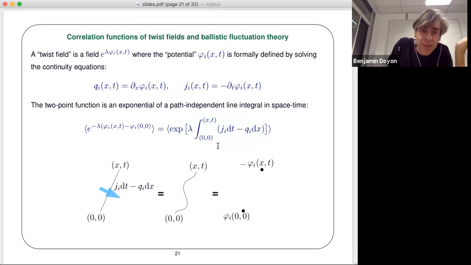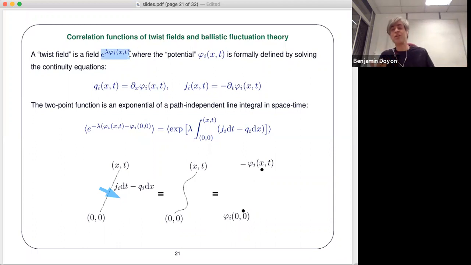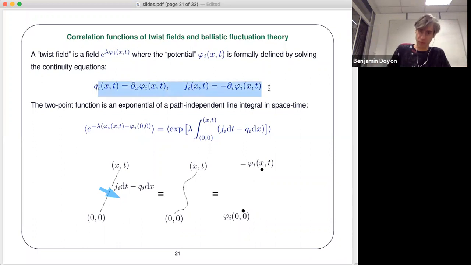And the idea of the twist field is that because this just depends on the endpoints, then that represents a 2-point function of some fields at the endpoints, and these fields are the twist fields. So the twist fields are just exponentials of these height fields introduced from the conservation laws. That's more or less what it is.